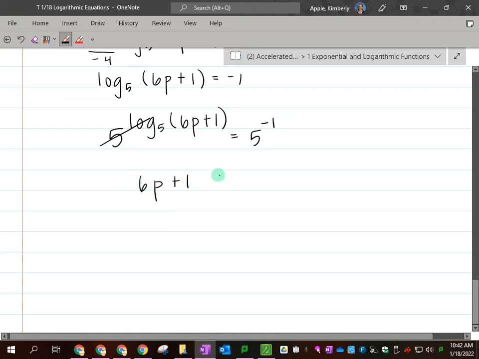6p plus 1 equals 1 over 5. Why did that happen? Because of negative. Negative exponent drops it down to the bottom. Good job. And now we just proceed. We don't care that that's a fraction because we have calculators, right? So we're just going to subtract 1 from both sides. You're going to have 6p is equal to negative 4 over 5. And again, all I did here was subtract 1, subtract 1.